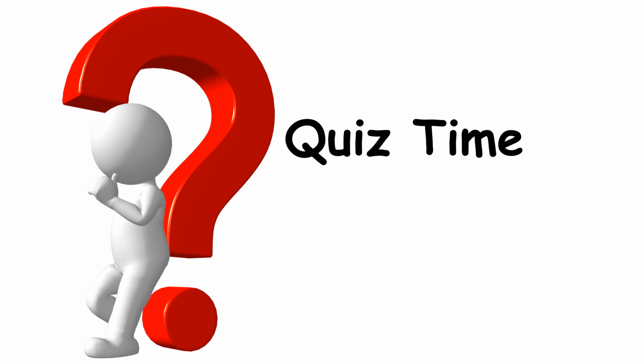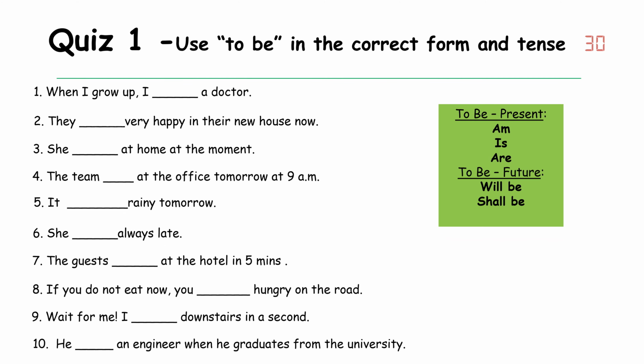Quiz time. For quiz 1, I would like you to fill in the blank spaces using to be in the correct form and tense. You have 30 seconds to prepare your answers. After 30 seconds, I'll show the correct answers so that you can cross-check.